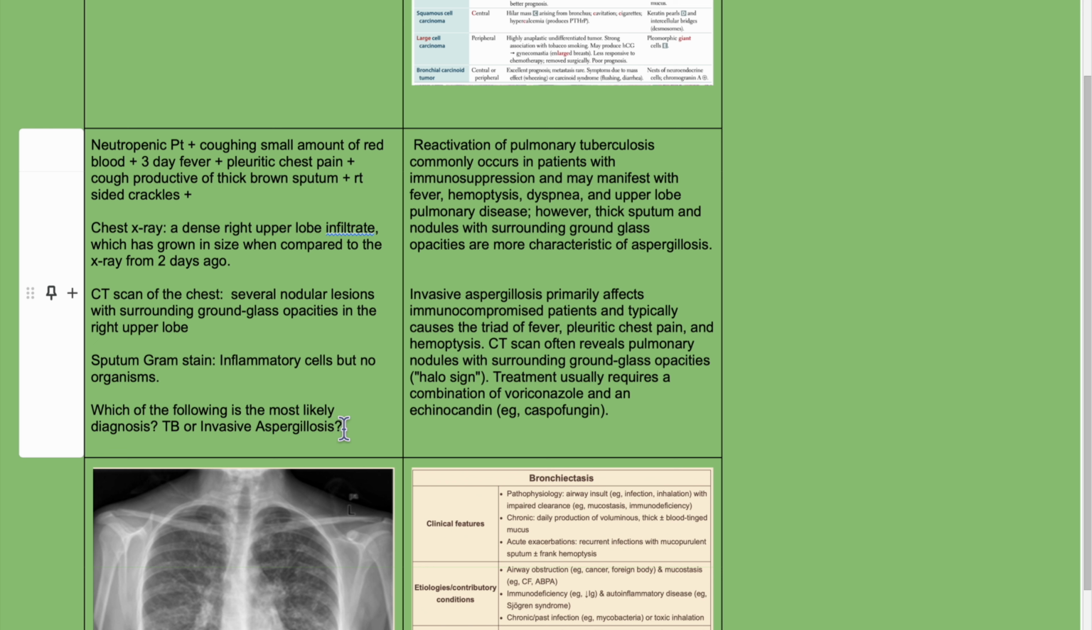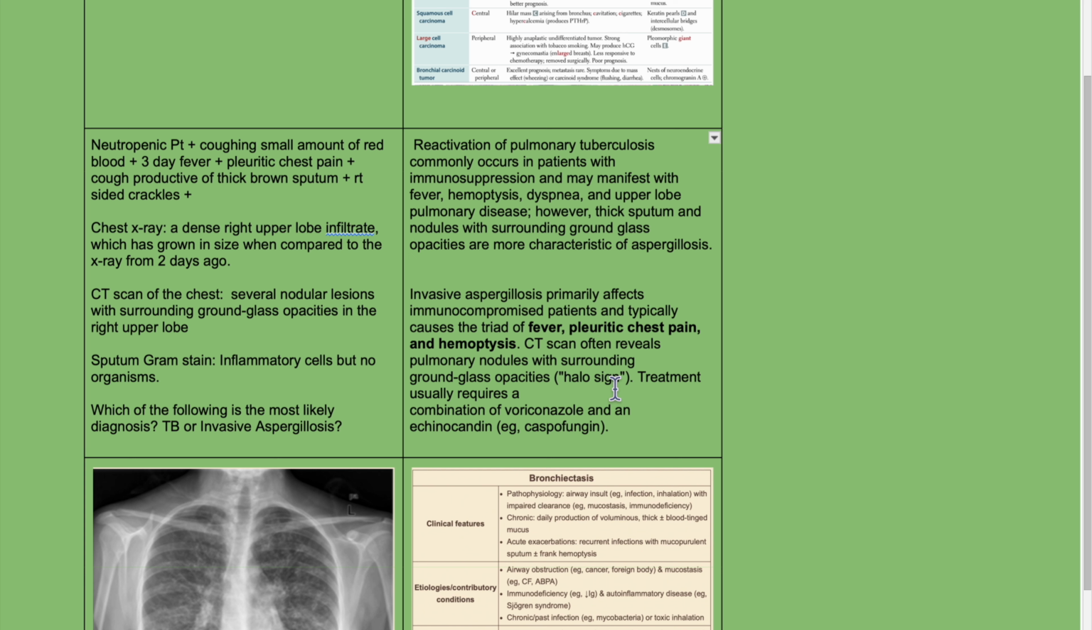Okay. So which one does it seem like? TB or invasive aspergillosis? Reactivation of pulmonary tuberculosis commonly occurs in patients with immunosuppression and may manifest with fever, hemoptysis, dyspnea, and upper lobe pulmonary disease. However, thick sputum and nodule with surrounding ground glass opacities are more characteristic of aspergillosis. So invasive aspergillosis primarily affects immunocompromised patients and typically causes a triad of fever, pleuritic chest pain, and hemoptysis. Okay. CT scan often reveals pulmonary nodules with surrounding ground glass opacities.